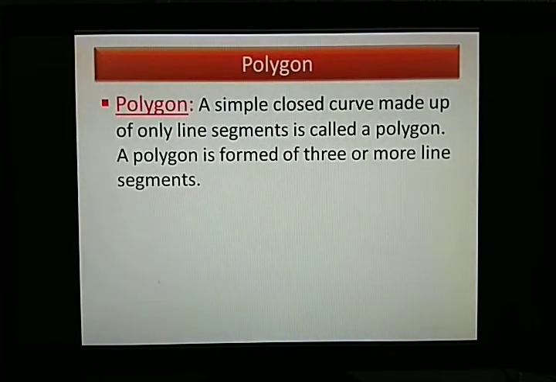What is a polygon? The definition of polygon says a simple closed curve. Now look, all these are interrelated. We have just learned what a simple curve is and what a closed curve is. So a curve which is both simple and closed, and made up of only line segments, is called a polygon. And there is also a mandatory rule: how many line segments should be there? There should be at least 3 or more line segments. Only then can we call such a structure a polygon.